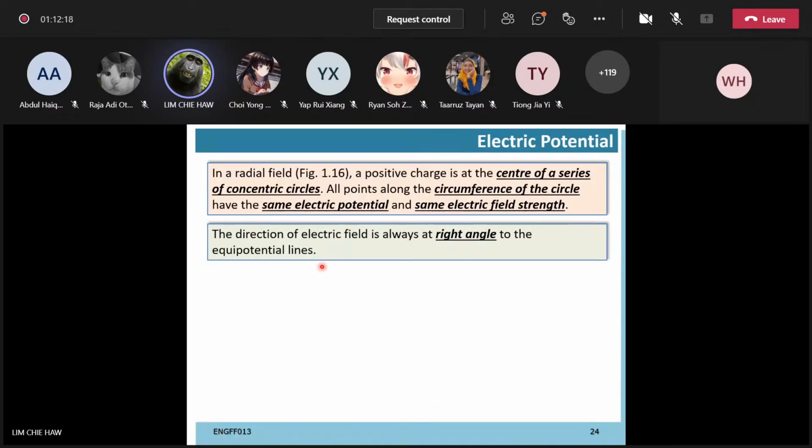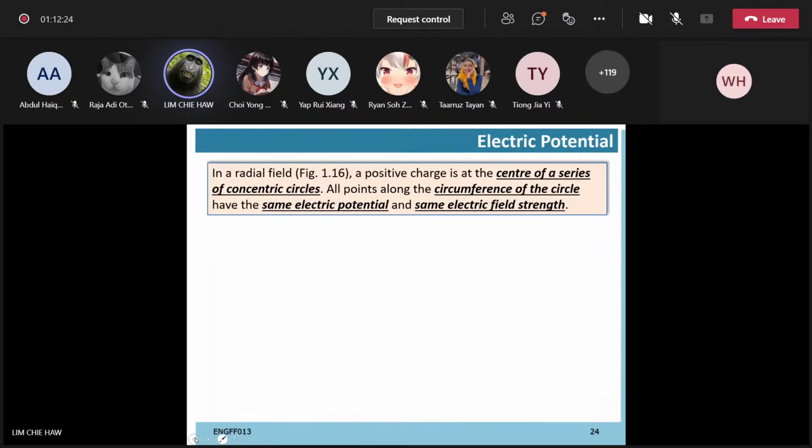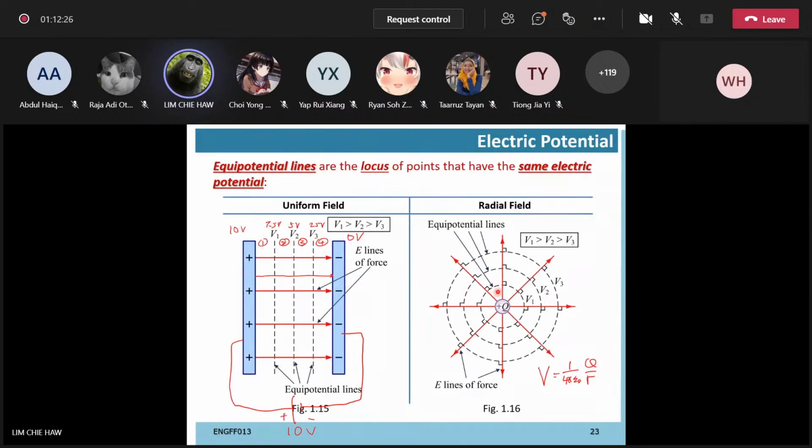Furthermore, the direction of the field is always at right angles to the equipotential line. You can go back to the previous diagram. Look at that. The red arrow here is the field lines, and look at the equipotential lines. They are always perpendicular to the direction of the field. Same thing here for the uniform field. You should be able to see all the dotted lines here are actually perpendicular to the field lines.